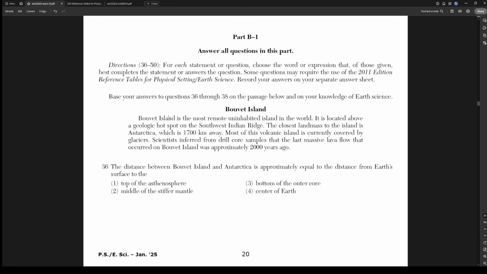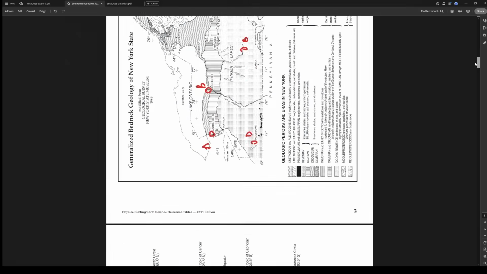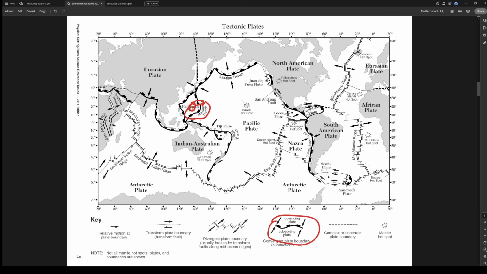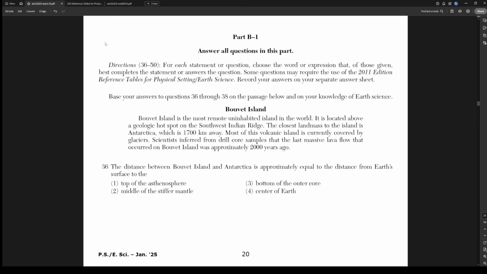All right. We got the Bouvet Island hotspot. Okay. So let's see what it says. It's a remote island located above a hotspot, southwest Indian Ridge. So I already am going to look here. Let's find it. Bouvet hotspot. Where is it? Right there. All right. Just in case we need it.